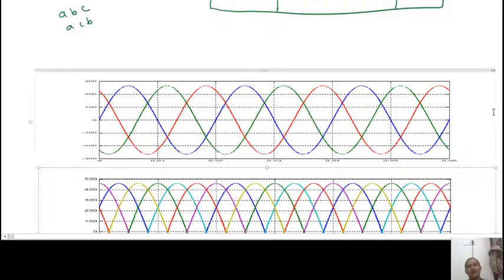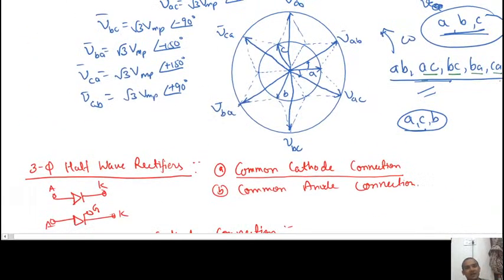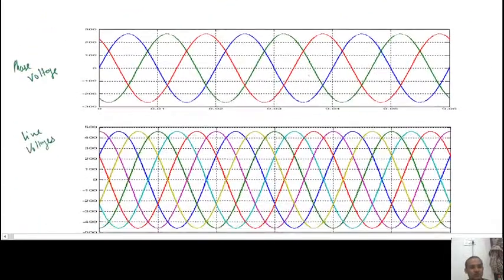In the line voltages I am showing only the positive half, and in the phase voltage I am showing both. The upper one you are seeing is the phase voltage, and the lower one is the 6 line voltages. Just recall this phasor diagram again and you will be able to understand. I have taken the phase sequence as ABC, and the line voltages are plus 30 and minus 30 degrees, meaning VAB is plus 30, VAC is minus 30 with respect to phase A.